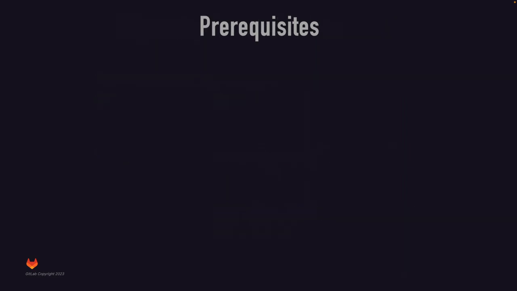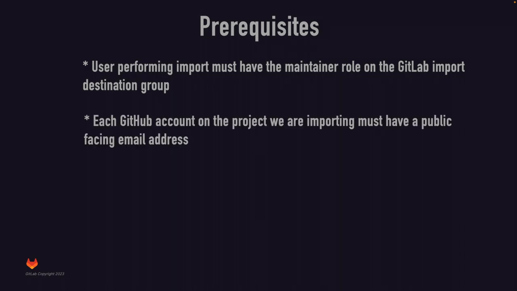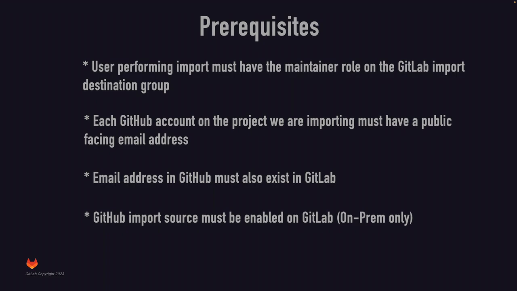There are some prerequisites for a full migration. These prerequisites are that the user performing the import must have the maintainer role on the GitLab import destination group. Each GitHub account on the project we are importing must have a public-facing email address. The email address in GitHub must also exist in GitLab. And if you are on the GitLab on-prem offering, you're required to enable the GitHub import source. Now I'm going to demonstrate how the import works.